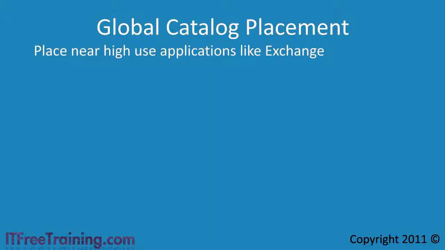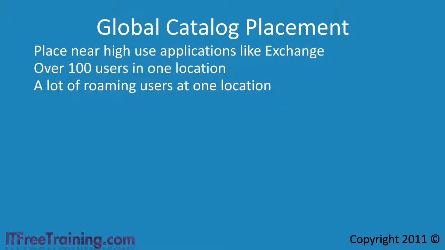Microsoft recommends global catalog placement if you have over 100 users in the one location or a location that has a lot of roaming users. The reason roaming users require a global catalog is that when a roaming user logs onto a network from remote, the global catalog server needs to be contacted.